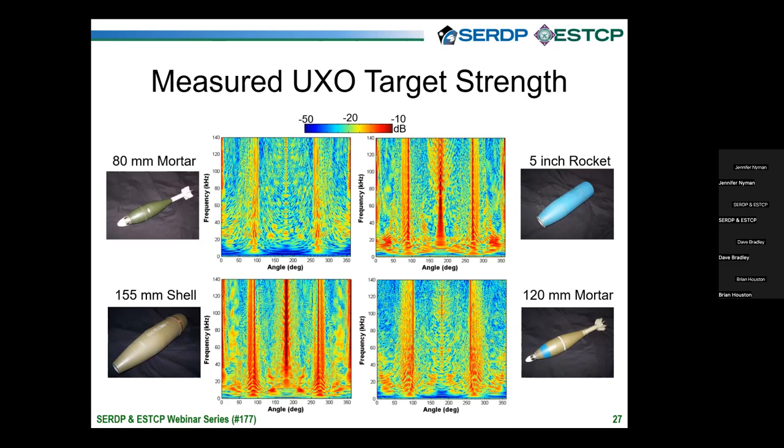Each one is measured identically, in addition to which those measurements are typically measured in the near field. These are far field projections for each one of those items. This is the typical signature that you would see in the open ocean if you were hunting for UXO.